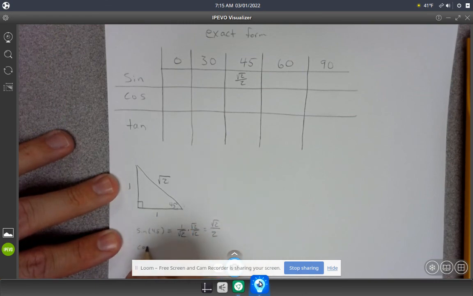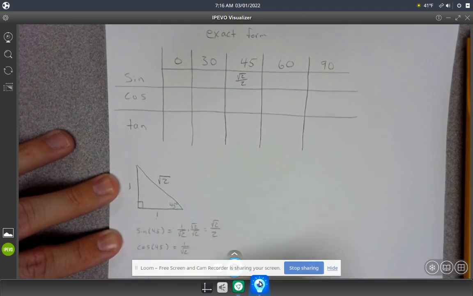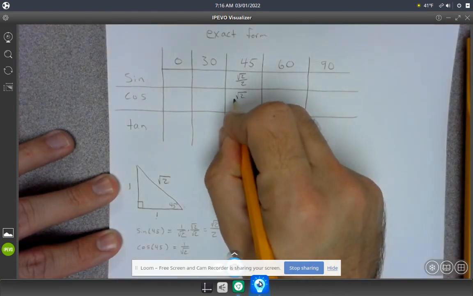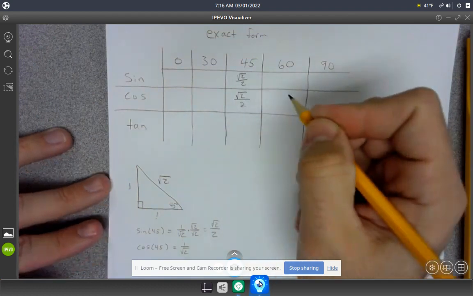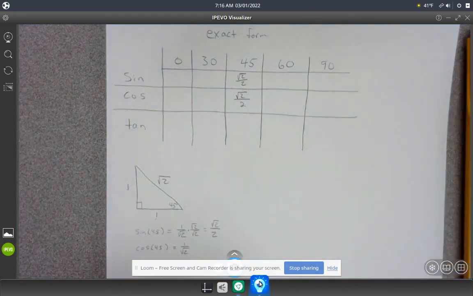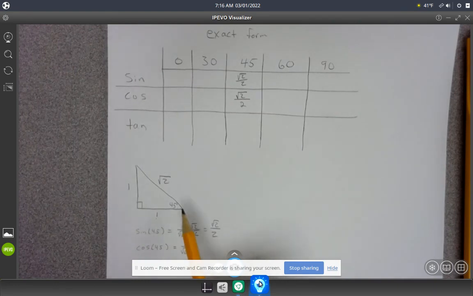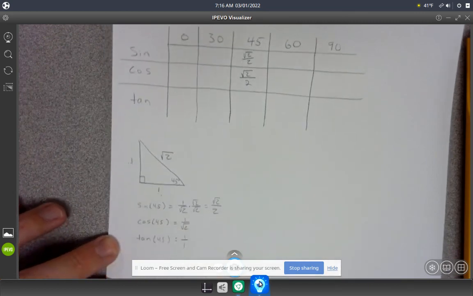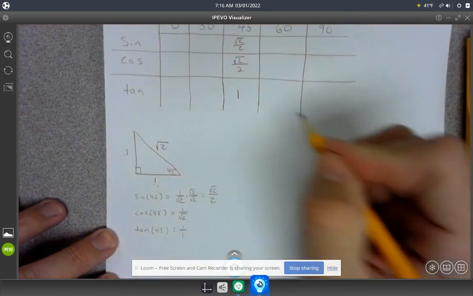Cosine, hopefully you see cosine will be the exact same answer. It's adjacent over hypotenuse, which turns out to be the exact same. This is the only angle where sine and cosine are the same thing. So at 45 degrees, sine and cosine are equal. Now tangent of 45, we kind of already knew this. This one's super easy. It's opposite over adjacent. So tan of 45 would just be 1 over 1 in this case, which turns out to be 1.